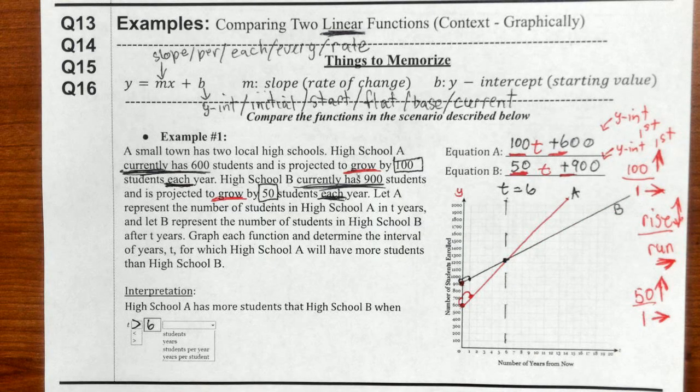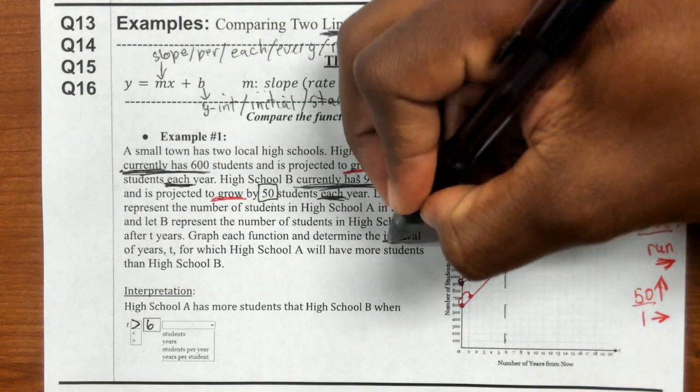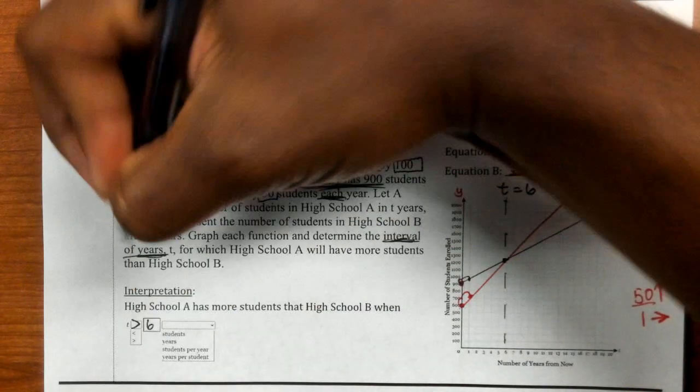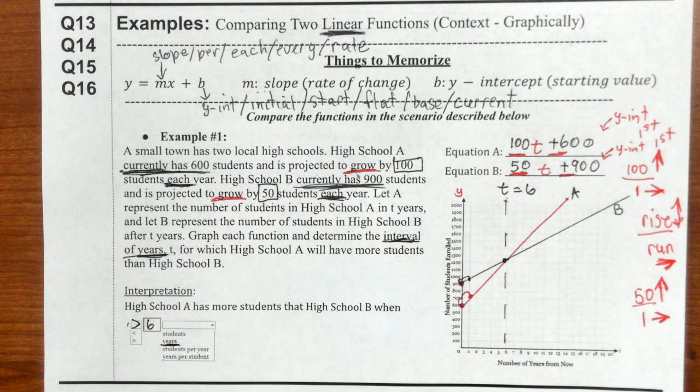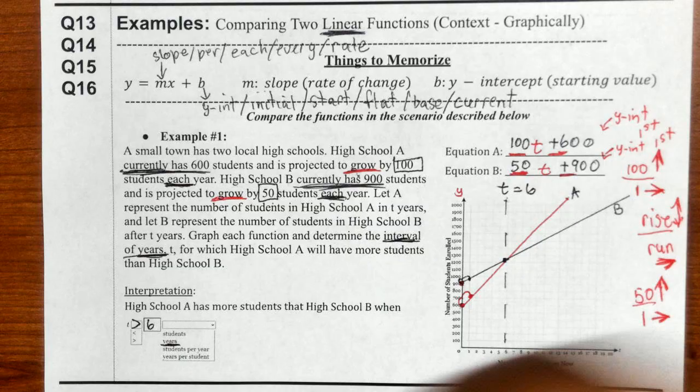Okay? So again, just like that. And t represents the interval of years. So t represents years. So right here, you would select years. All right? So again, guys, just like that.